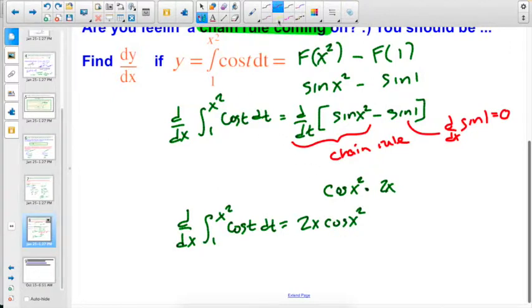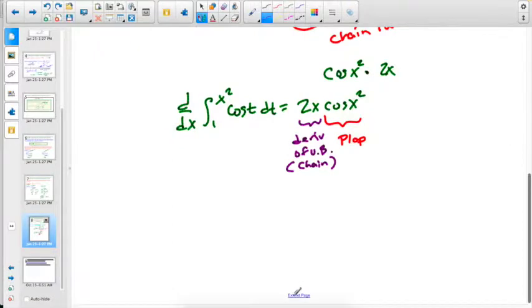So not only did we retain the original function and plop in the upper bound, so here's our plop, but we also ended up with the derivative of our upper bound through the chain rule. So we can still use the fundamental theorem of calculus part 1 here, but with a more complicated function, we end up needing to use that chain rule.